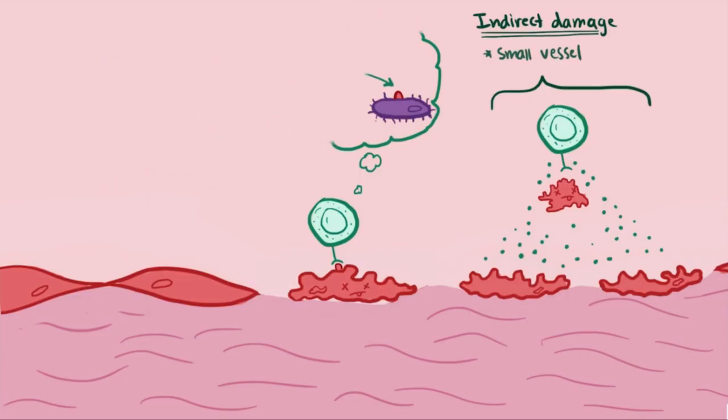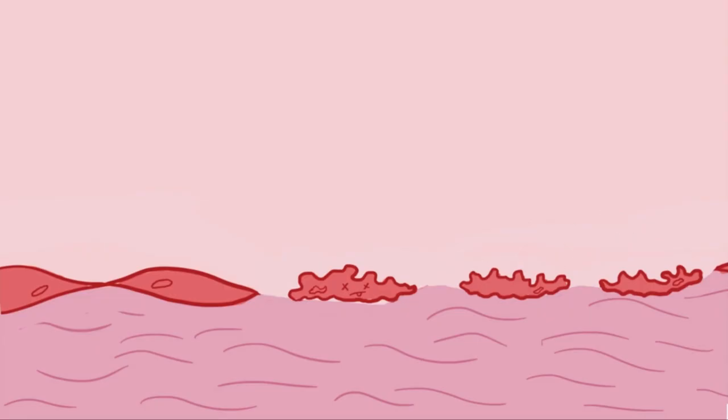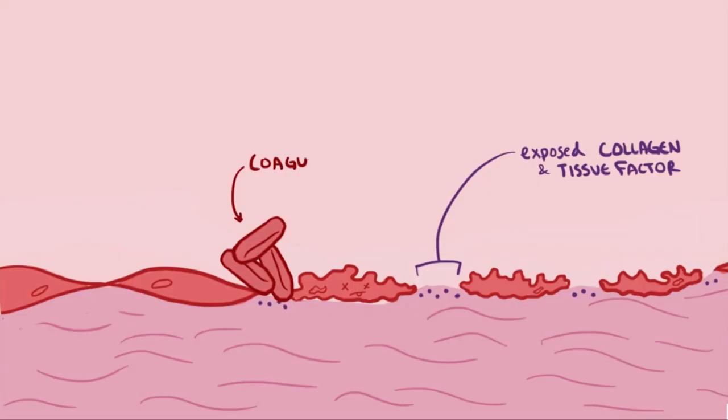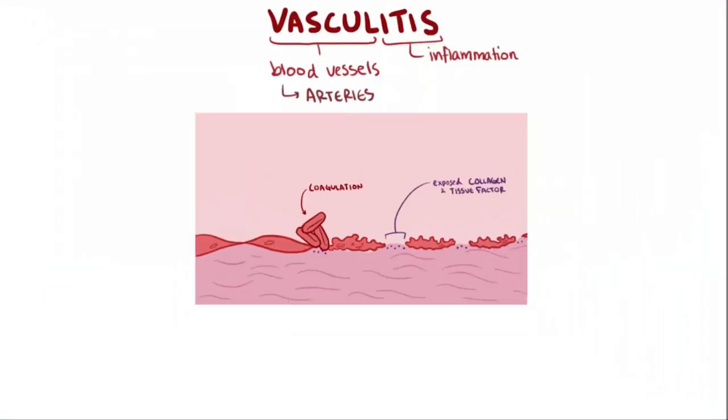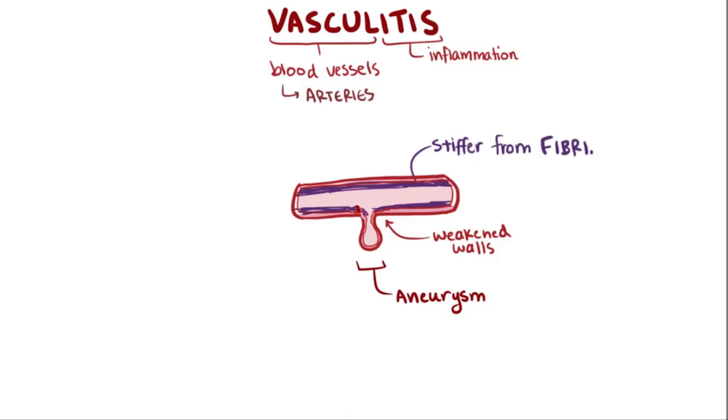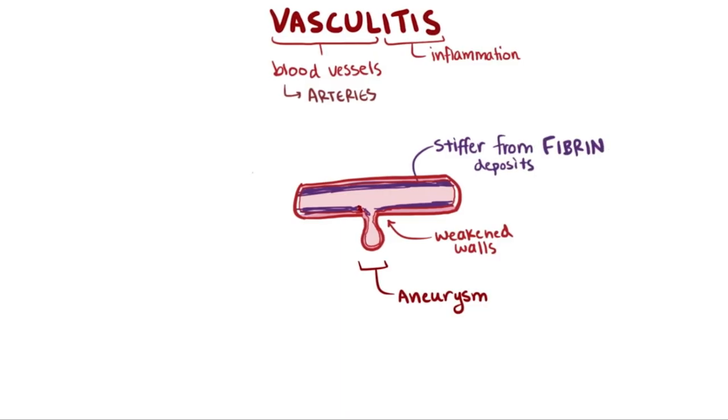Once the endothelium is damaged, either directly or indirectly, almost all vasculitis diseases progress in a similar way. The damaged endothelium exposes the underlying collagen and tissue factor, and these exposed materials increase the chance of blood coagulation. The blood vessel walls themselves get weaker as they're more damaged, making aneurysms more likely. And as the vessel wall heals, it becomes harder and stiffer because fibrin is deposited into the vessel walls as part of the healing process. And actually, that's vasculitis in a nutshell.